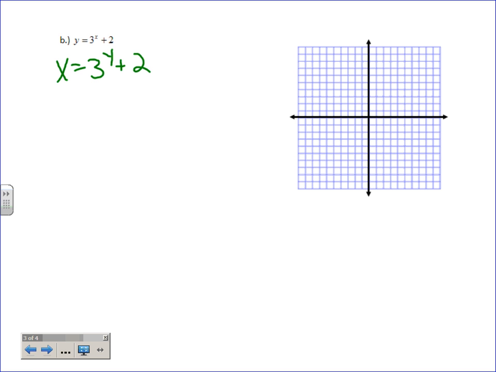But we have to solve for y if we're going to use the TI-83. Technically, if we're not going to graph this, there's your inverse. That's all you need to do. But we want to solve it for y. And so y is not by itself. And so we'll subtract 2 first.